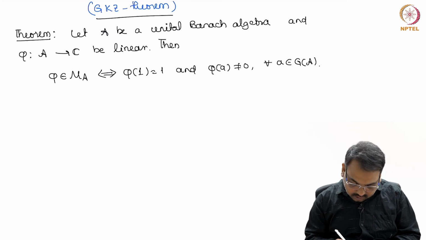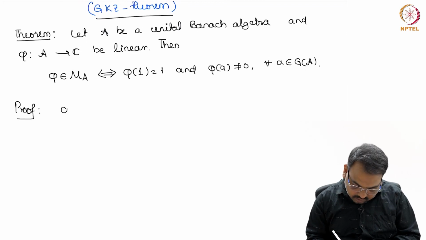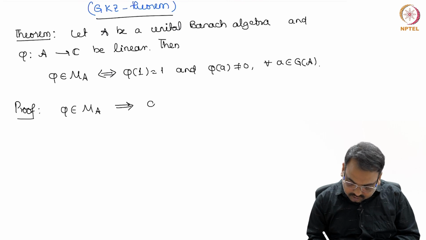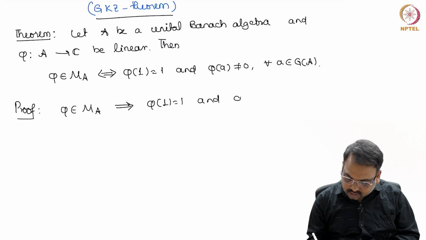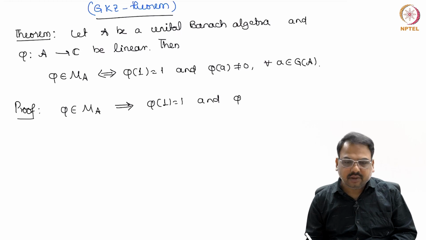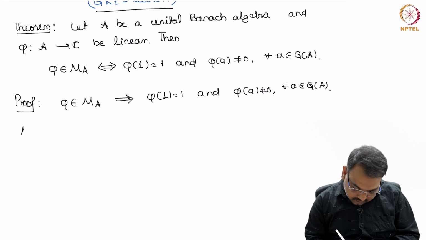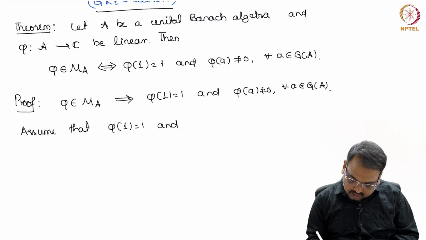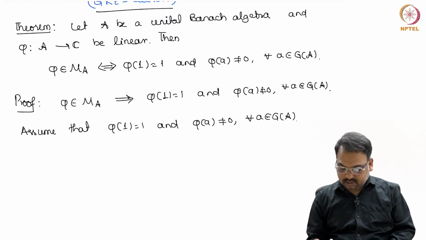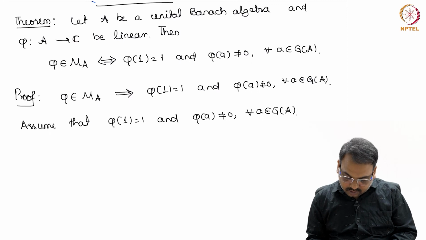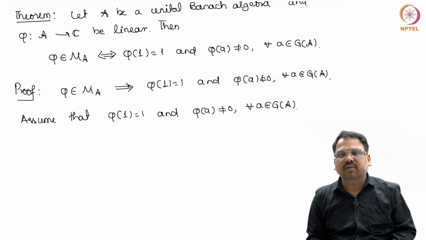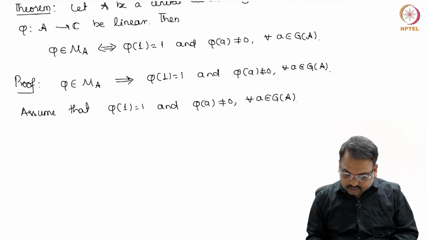In fact, we have shown in the earlier lectures that whenever phi is multiplicative, phi of 1 is 1 and it sends invertible elements of the domain into invertible elements of the codomain. So this is already shown. Now let us look at the other direction. Assume that phi of 1 is 1 and phi of a is non-zero for every a in G(A). We want to show that phi is multiplicative. Instead, we show that kernel phi is an ideal. Then we can conclude the proof.